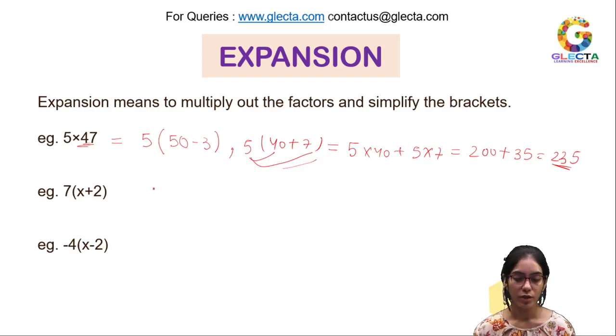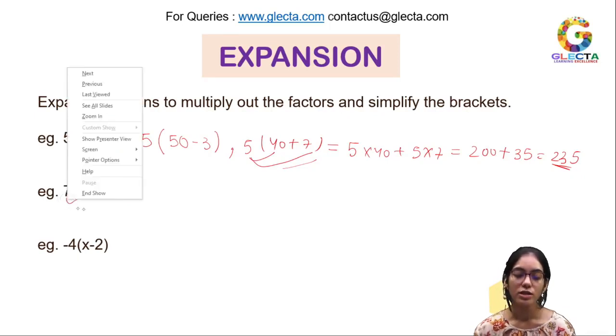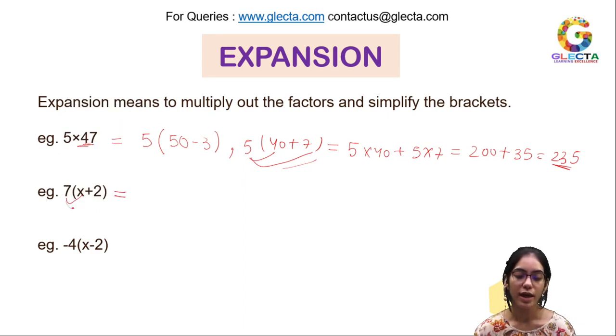Suppose we are given this example, that is 7 into (x plus 2). So we have to expand it. So what does it mean by expanding it? We just have to multiply 7 with x and then we'll multiply 7 with 2. So 7 into x, the dot represents the product here, plus 7 into 2. So this will be 7x plus 14. So the expansion of 7 into (x plus 2) is 7x plus 14.